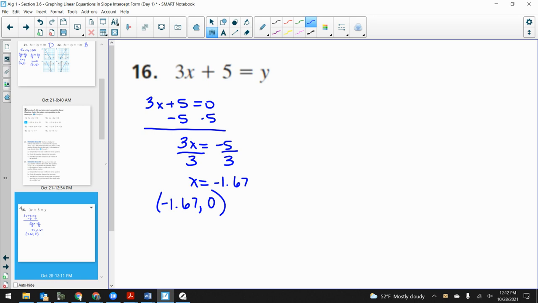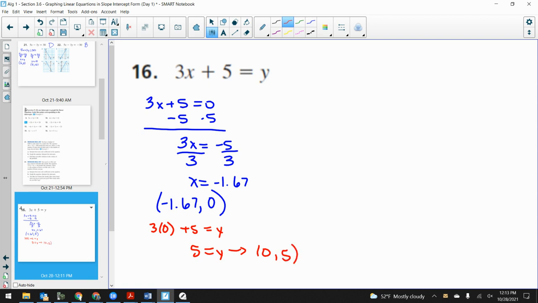Now, when I go to find my y-intercept, that one's a lot easier because it would be 3 times 0 plus 5 is equal to y. The 3 times 0 goes away, so 5 is equal to y. Or in other words, 0, comma 5.